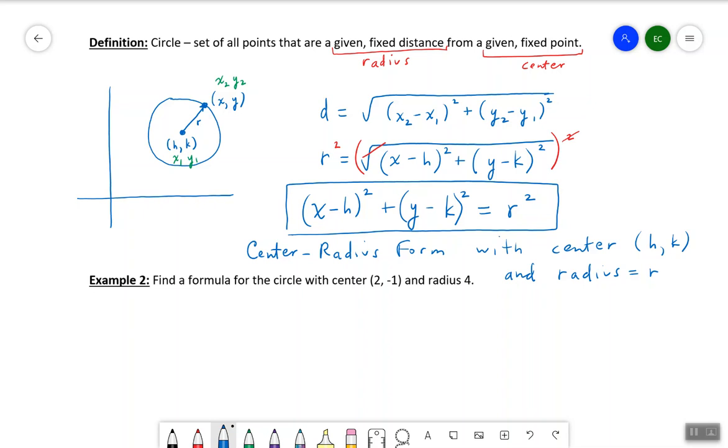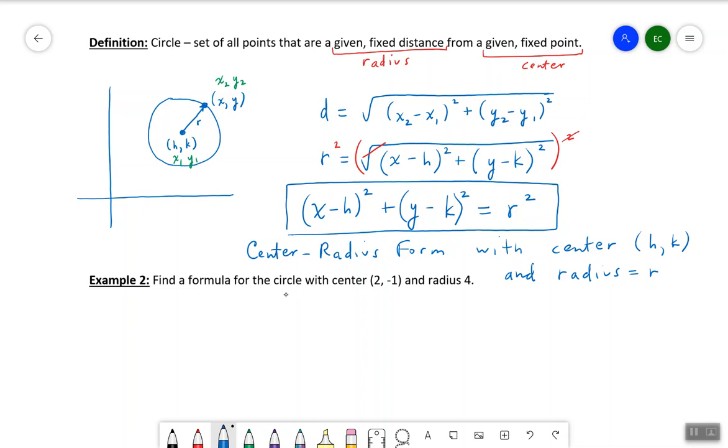Okay, it's nice to see how the different ideas fit together. You know, the formula for a circle comes right out of the distance formula, and remember, the distance formula comes from the Pythagorean theorem. So it's nice to see how the math builds on itself here. Okay, well, we can go on and we can do example number 2 now.